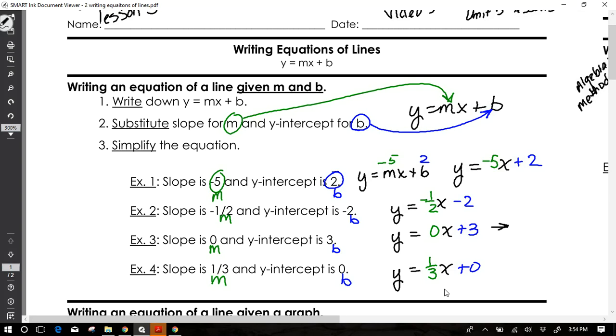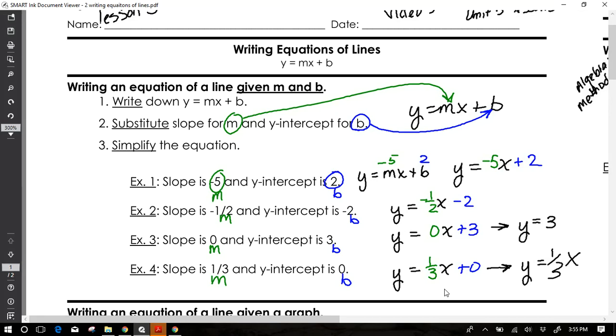If I have a 0 for my slope, the way that I would simplify this equation, which is step number 3, simplify the equation, I would not put 0x there. I would just put y equals 3. What about example 4? How would I simplify this equation? Many of you already know the answer is we just don't have to write that 0 at the end. Okay, so that is writing the equation of a line if they give you the slope and the y-intercept.